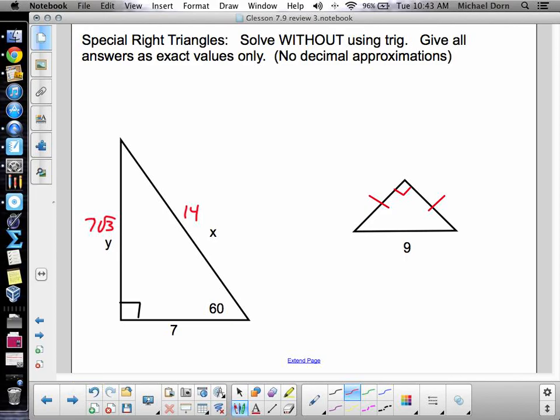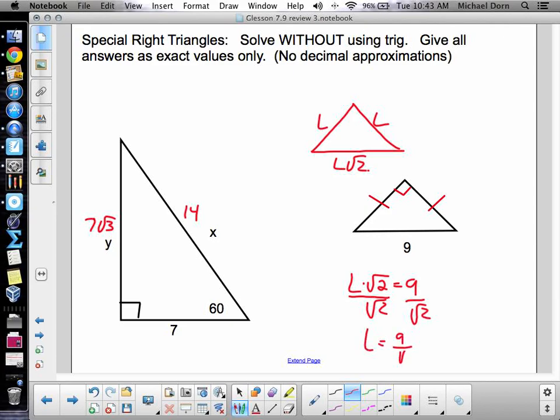This one's a little trickier. It's isosceles, but this side is 9. If it was 9 root 2, that'd be easy because it'd be 9 and 9, right? But it's not 9 root 2. So we have to look at our model. I know it's leg root 2. So leg times the square root of 2 is 9. So the legs individually, I divide by the square root of 2. The legs are 9 over square root of 2, which I then rationalize to get 9 root 2 over 2.